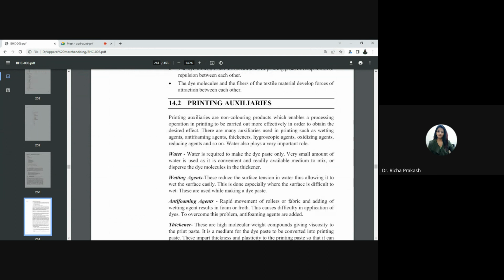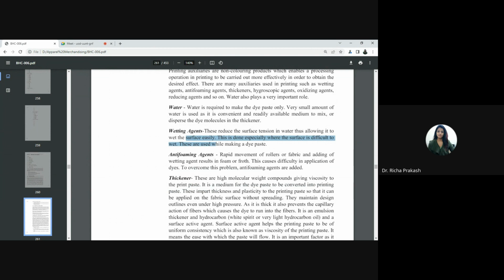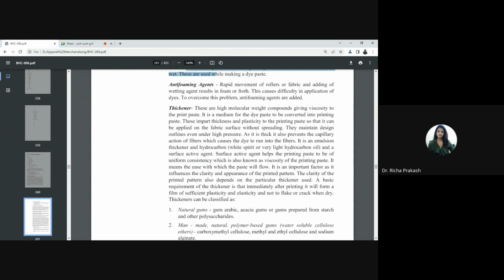What happens in printing? Auxiliaries are needed. You need water, you need auxiliary, you need mordant, everything you need in dyeing as well as printing. So you need water, wetting agents, anti-foaming, and all the agents that were there in dyeing, you need here also, barring one, that is your thickener. Now, as I said earlier, pigments have a thick consistency, the viscosity is high here. So what happens is you add a thickener to the pigment.